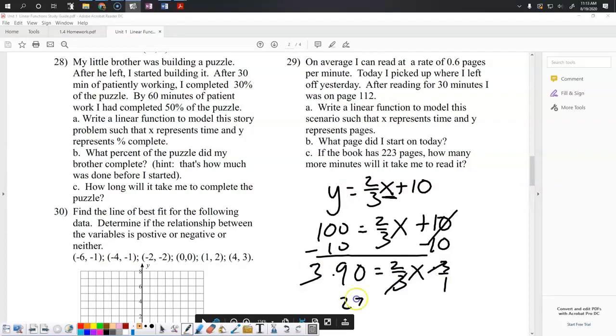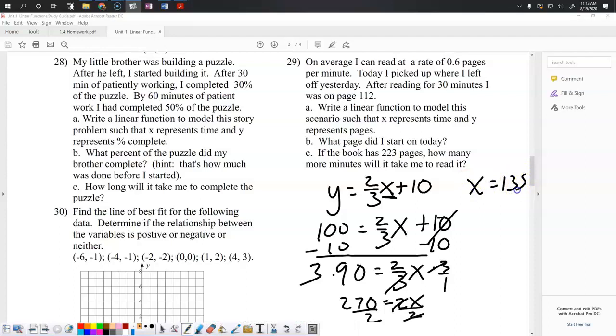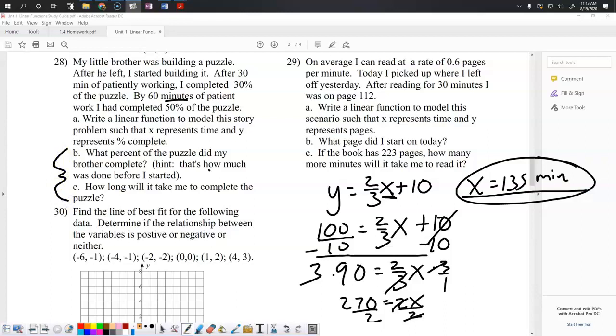So now I'm going to be left with 270 equals 2x. And if I just divide, I'm going to get 135. So x equals 135. And remember, that's time, and our time is being measured in minutes. So that's 135 minutes is the answer. So for me to complete 100% of the puzzle, it will take me 135 minutes. So with these last two types of questions, you're given a number. You have to figure out what variable that number is. And once you know what number it is and what variable it is, you just plug that into the equation and solve for the other one.